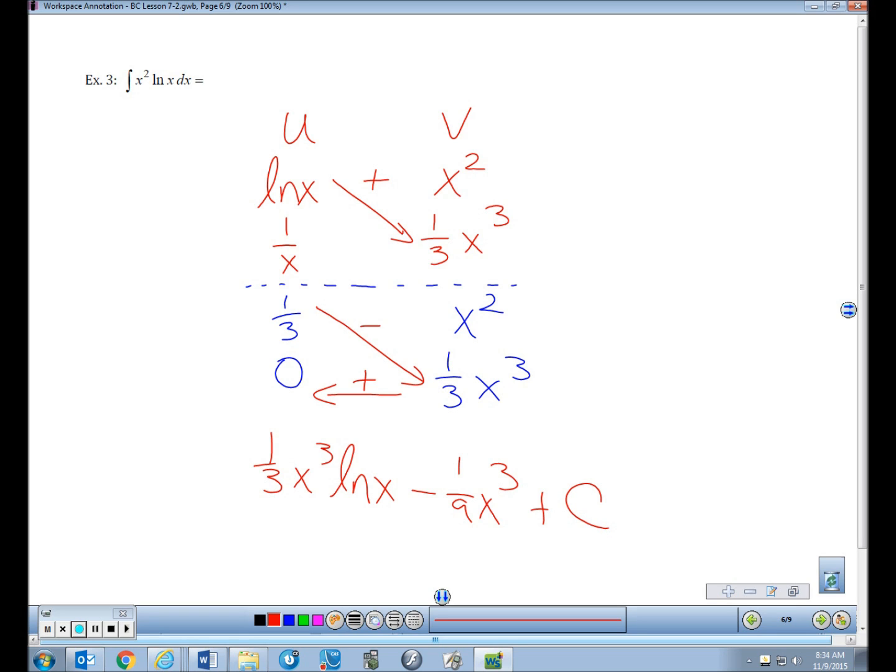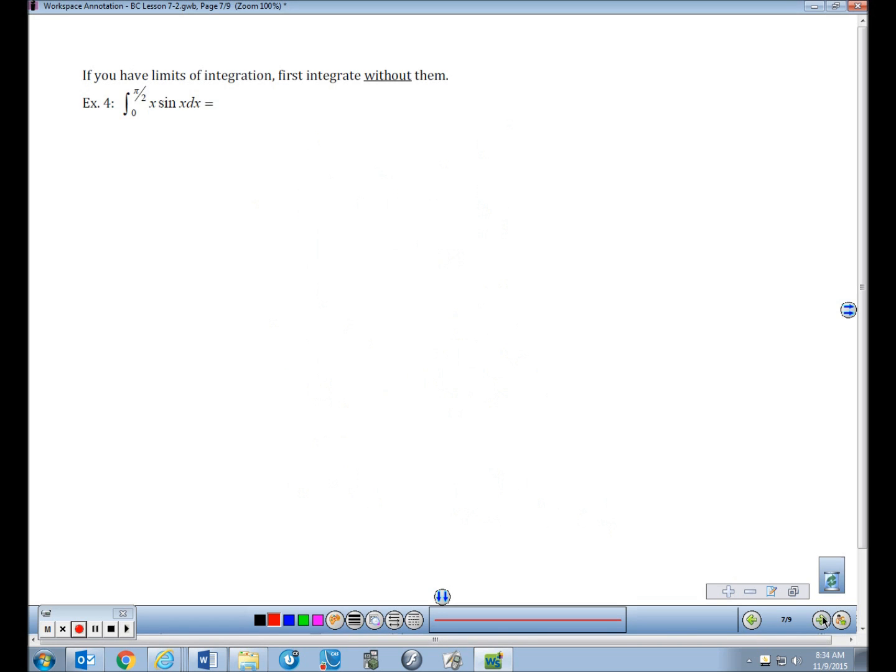We get the exact same answer with just a little bit more work. It involves a little bit of rearrangement. But again, if you prefer the first way, if you just want to stop after one step, that's perfectly fine as well. And most problems that involve log x work exactly like this. If you have limits of integration, first integrate without them, and then we'll do the fundamental theorem with it.